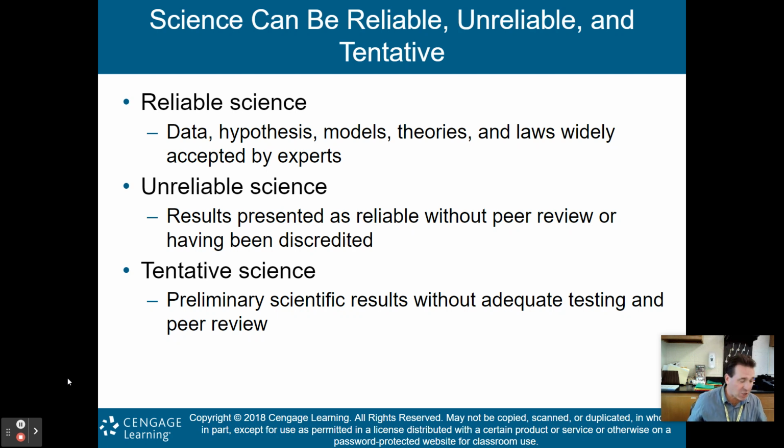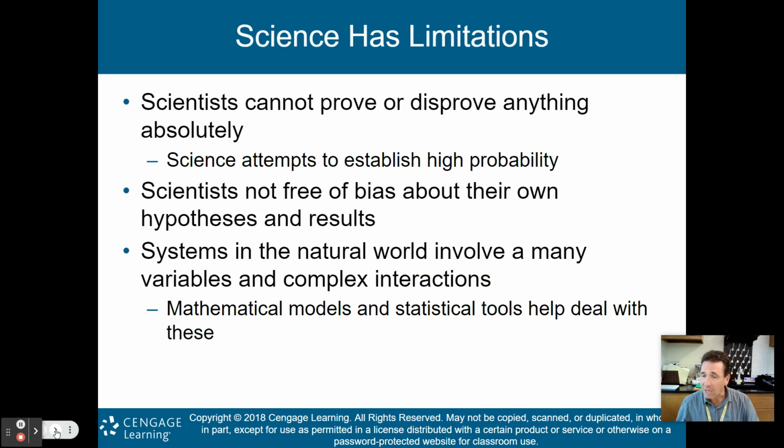All right, so especially nowadays, guys, as you go through the internet and your social media and you see people talking about science, you have to use your best judgment. But make sure that you're dealing with reliable science and not unreliable or tentative science. Now, science does have its limitations. Scientists cannot prove or disprove anything absolutely, right? Science attempts to establish a high probability that a theory or a law is accurate. But in the end, something can always come up that could mess with that answer, or with what we think might be a theory or a law. So, something to think about.